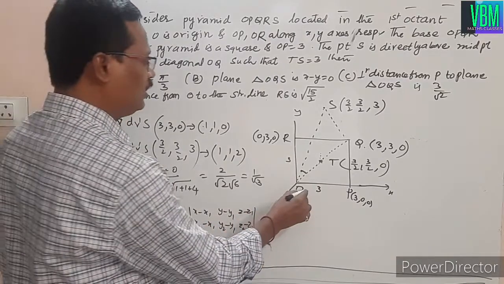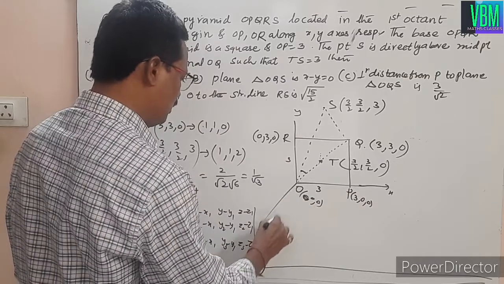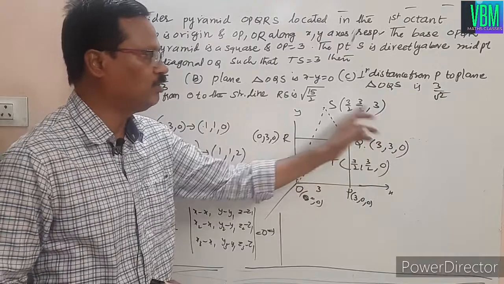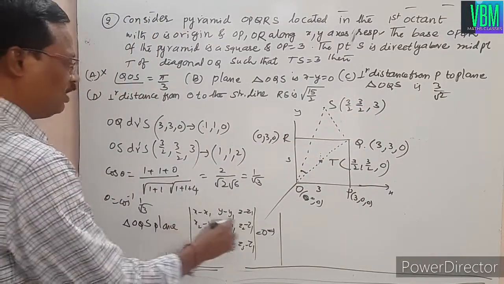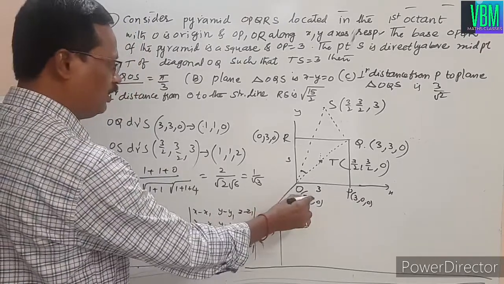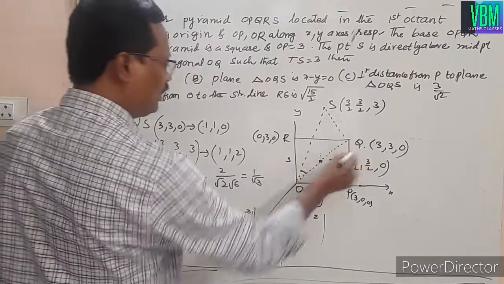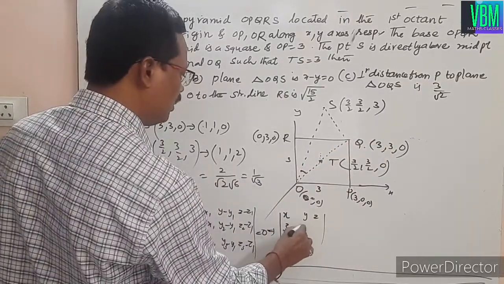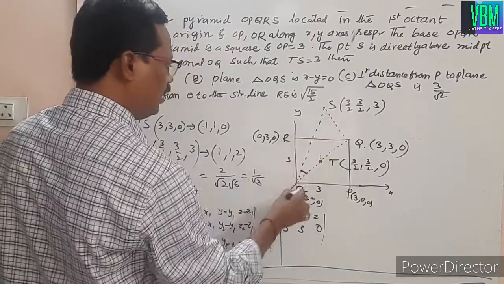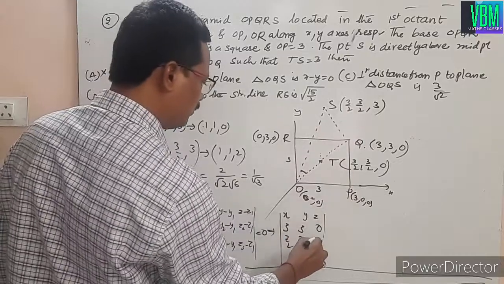Now let us consider the origin as x1, y1, z1, this is x2, y2, z2, and x3, y3, z3. Substitute here: x minus x1 is x, y1 is 0, z1 is 0, so x, y, z. Then x2 minus x1, y2 minus y1, z2 minus z1: 3 minus 0, 3 minus 0, 0 minus 0. Then x3 minus x1, y3 minus y1, z3 minus z1: 3 by 2, 3 by 2, 3.